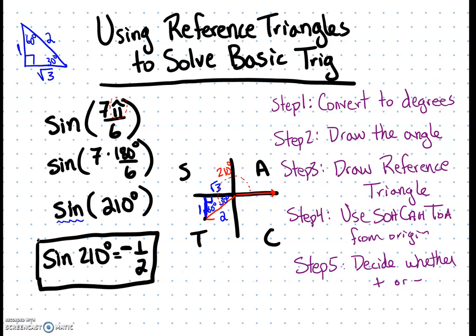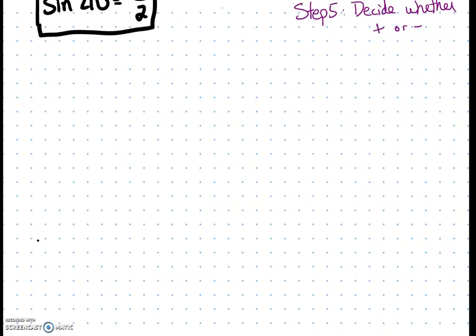If you feel comfortable with this and you want to zoom ahead to the end, you could do that and see if you got it correct. So the next problem I'm going to do is the cosine of 3 pi over 4.